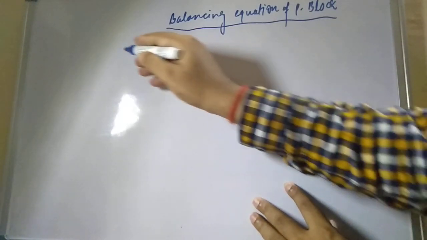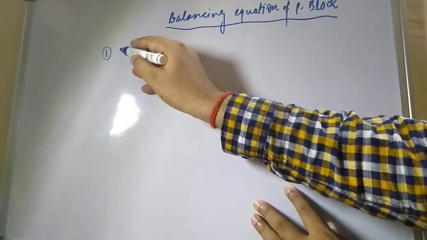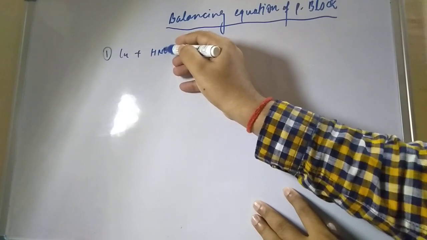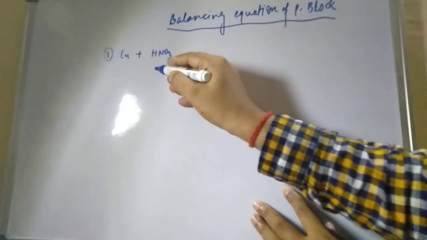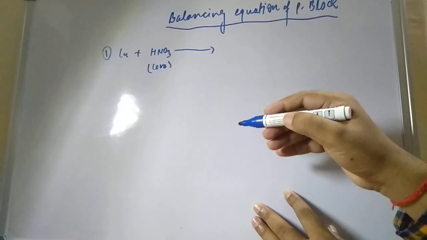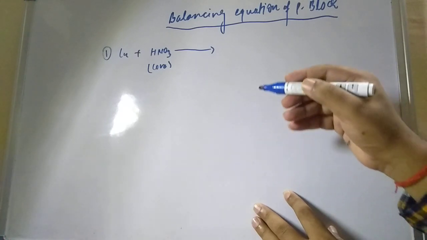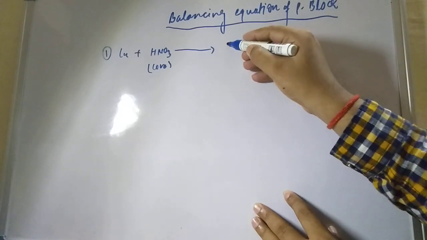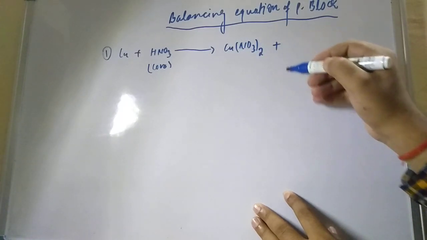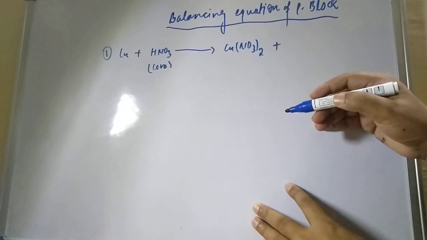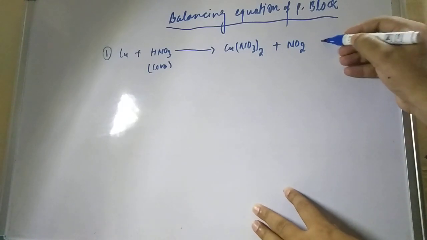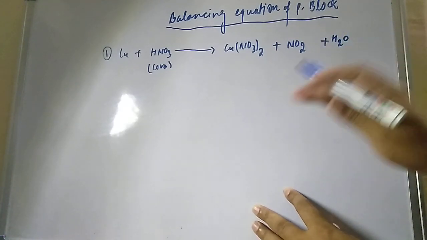So the first problem I am taking is copper. If you are treating copper with nitric acid, we know that nitric acid is a strong oxidizing agent. It can oxidize all the metals except some noble metals like gold. Now copper reacting with nitric acid gives copper nitrate. This is the common product in all the cases, whether concentrated or dilute. It will give the metal nitrate, and if concentrated acid is there, it will give nitrogen dioxide, along with the water molecule, which is compulsory in all the cases.